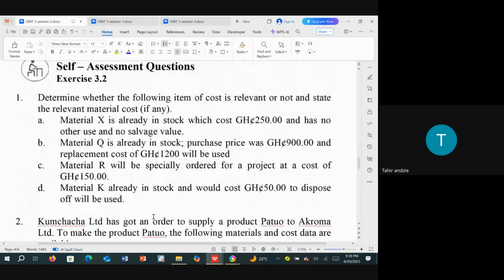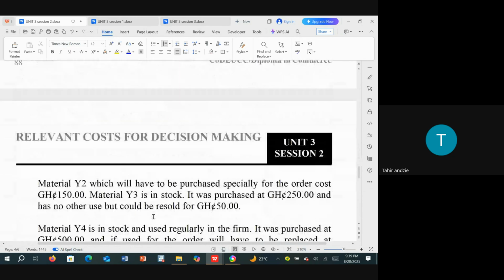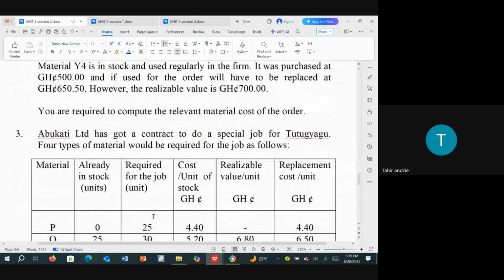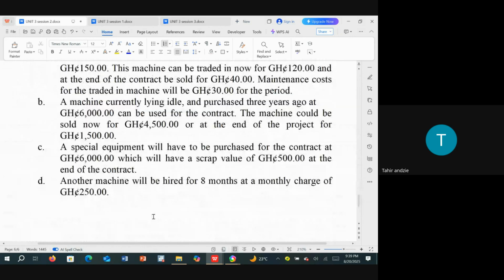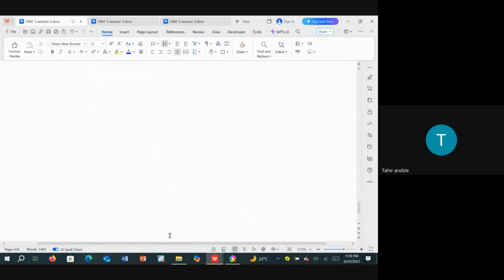Okay, so you can look at the self-assessment questions, and any of these self-assessment questions can be picked for you. So try to study them carefully so that you can be able to determine the relevant cost of material and the relevant cost of labor.